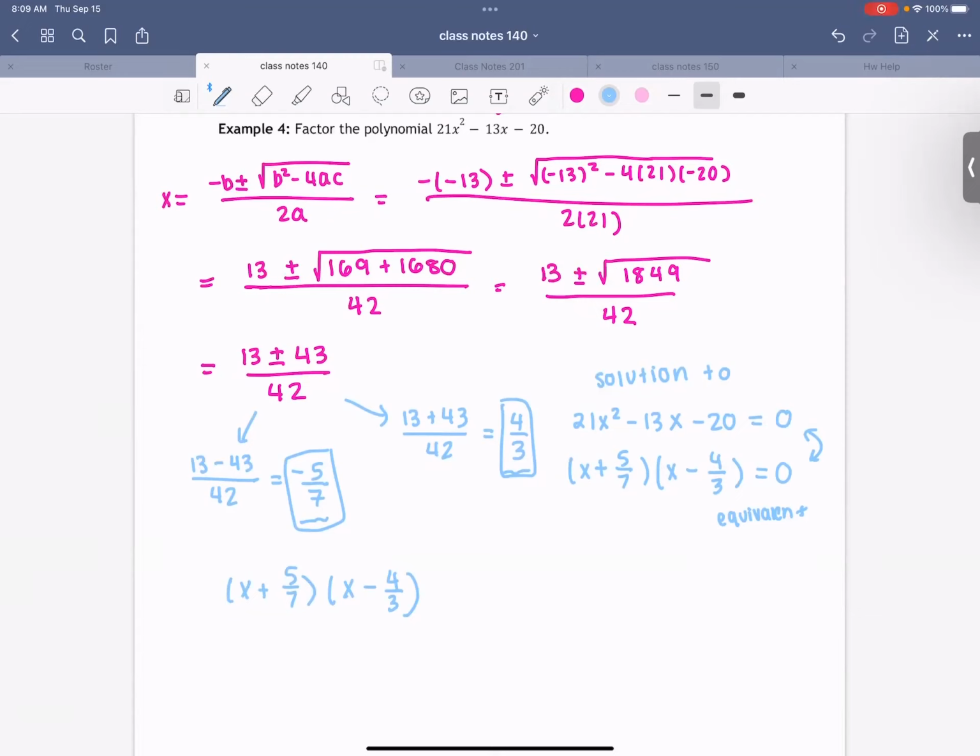Now it doesn't look like it, right? If I multiplied out this thing that I wrote here, do you really think I'm going to get 21x squared minus 13x minus 20? No, right? That doesn't really work, right? Any ideas on how to make it maybe not have a fraction?